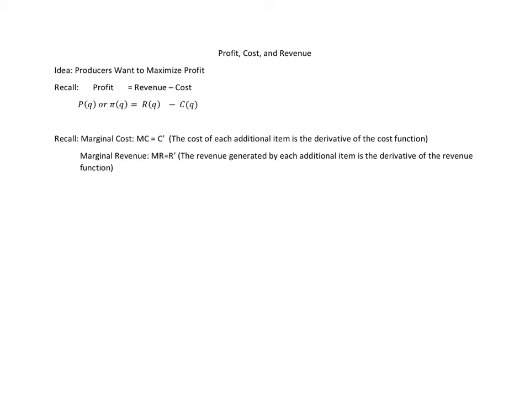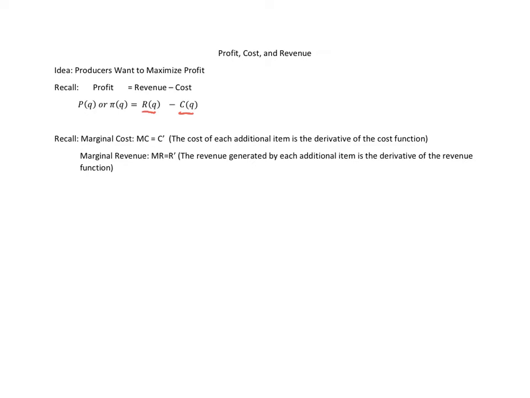In this video, we're going to discuss the relationship between profit, cost, and revenue. And so obviously the idea is that producers want to maximize profit. So we want to explore this relationship between revenue and cost. We know that profit is the difference between revenue and cost. So P of Q, or we sometimes say this is pi of Q, equals R of Q minus C of Q.